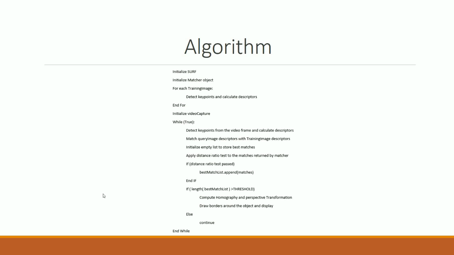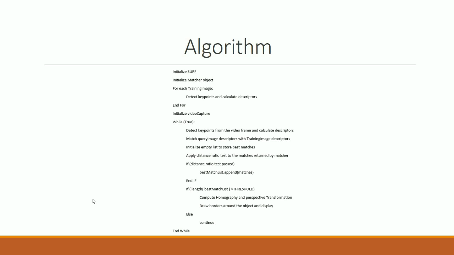Then in the later stage, when the number of best matches is greater than some threshold, for this example we have set that threshold to 8. If that number is greater than 8, we compute the homography and perspective transformation, and we draw the borders around our object, and then show it on the screen.